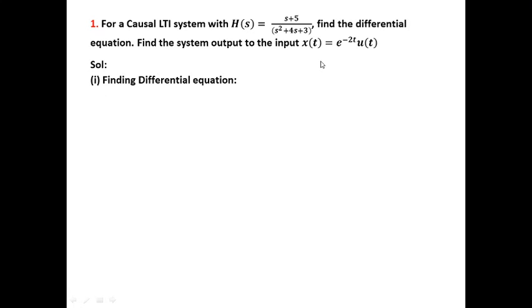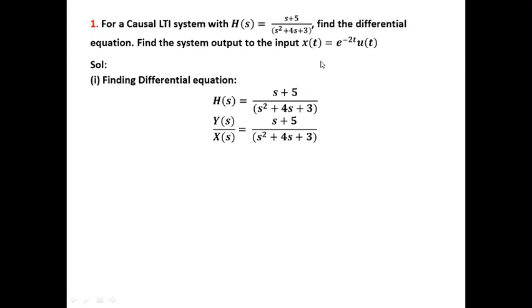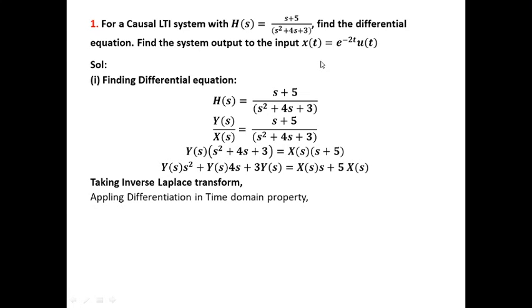So as per this problem, the first step is you need to find the differential equation. So H of s is equal to s plus 5 divided by s squared plus 4s plus 3. H of s can be written as y of s divided by x of s, which is equal to s plus 5 divided by s squared plus 4s plus 3. So cross multiplying, we can get this equation. So multiply it thoroughly. Then we need to take the inverse Laplace transform.